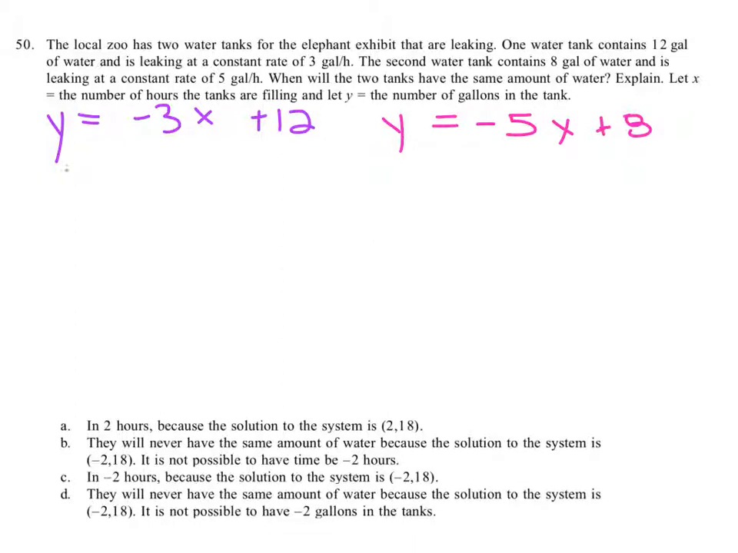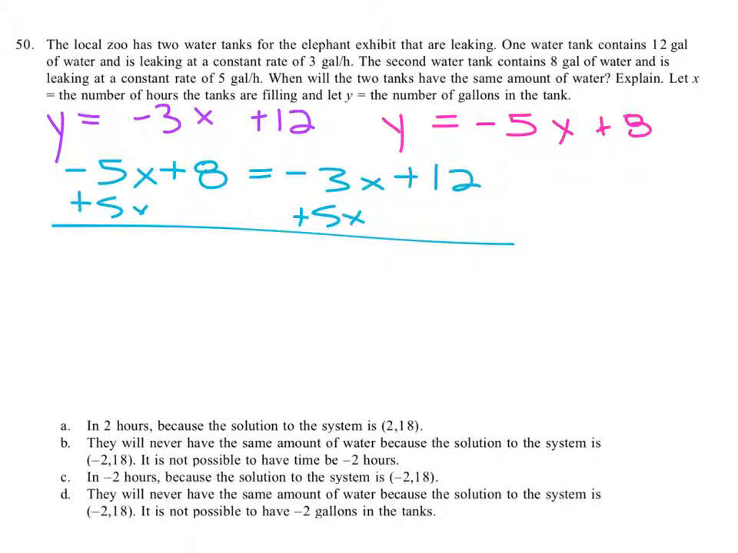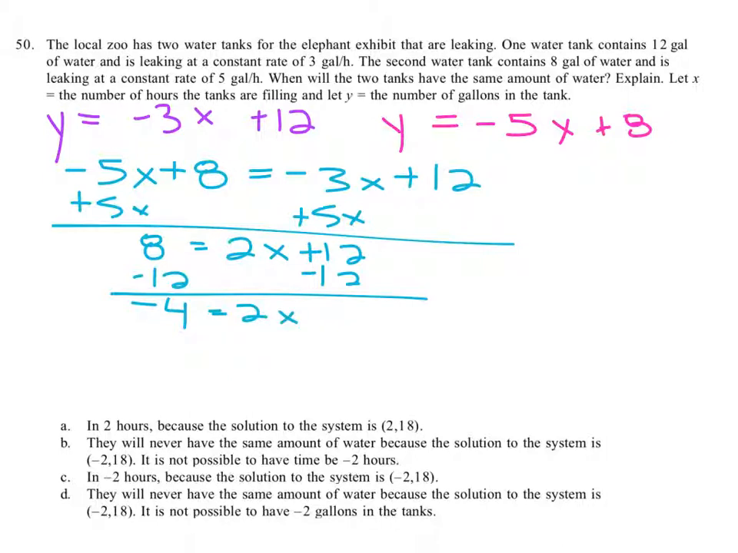Okay, let's do that. We got negative 5x plus 8 is equal to negative 3x plus 12. And now let's solve for this. Plus 5x plus 5x. We get 8 equals 2x plus 12. And when we subtract 12, we get negative 4 equals 2x. Dividing by 2, negative 2 equals x.